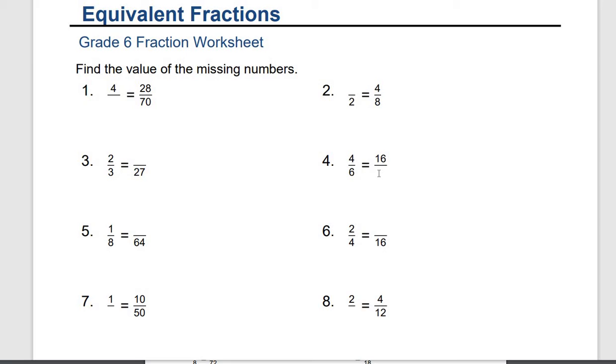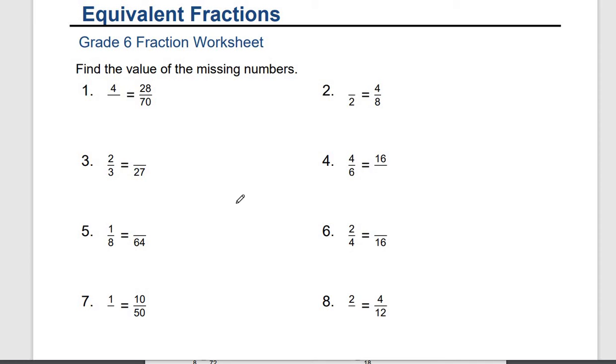Today we'll be doing equivalent fractions. So let's start with number 1. Find the value of the missing number. As you can see, our denominator on the first fraction is missing and we need to find out what it is. This is because we need to find the equivalent. So that means the 28/70 is the same as 4 over something, but simplified.